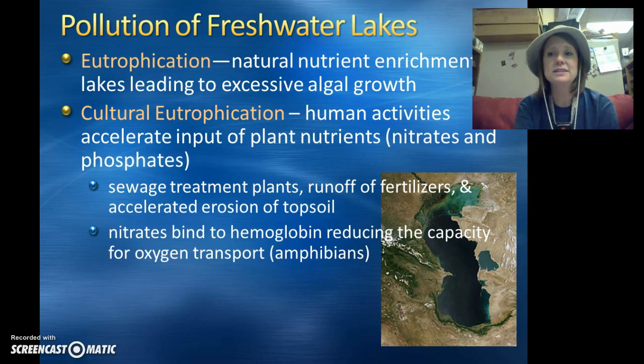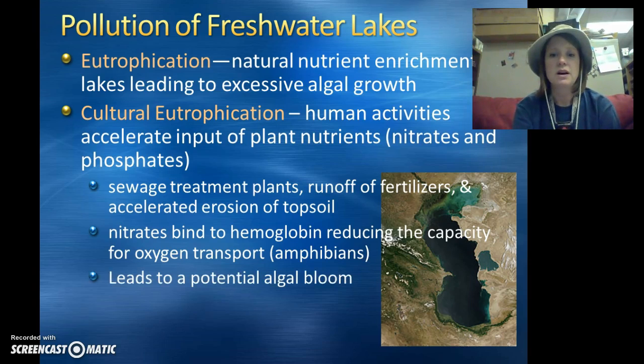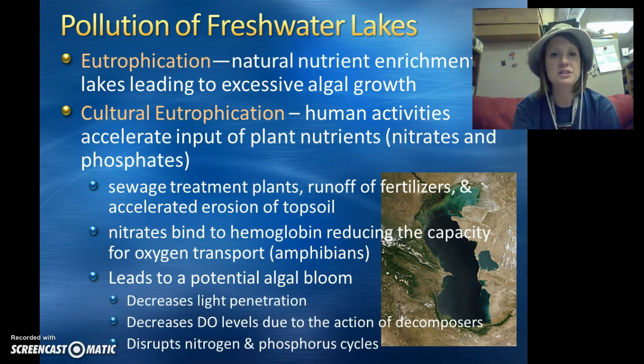So what happens in addition to the algae growth is nitrates can also bind to the hemoglobin, which is what transports the oxygen in the blood. And this affects a lot of the amphibians in these bodies of water. The algae blooms are going to decrease the amount of sunlight that penetrates the water. You're going to have more decomposers at work on the algae, so that's going to decrease your dissolved oxygen levels because your biological oxygen demand has risen. And this also disrupts the nitrogen and phosphorus cycles as well.